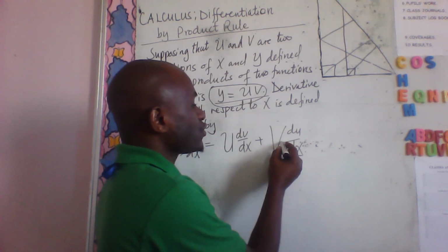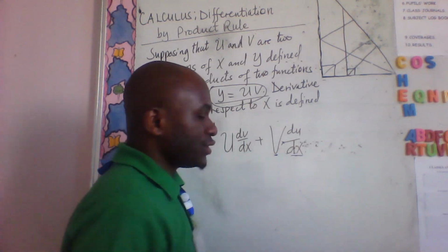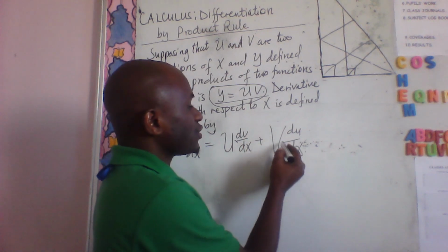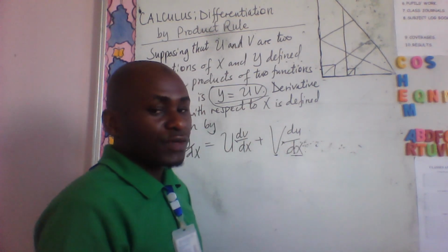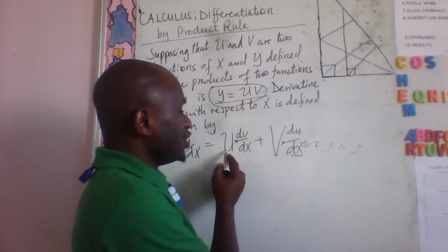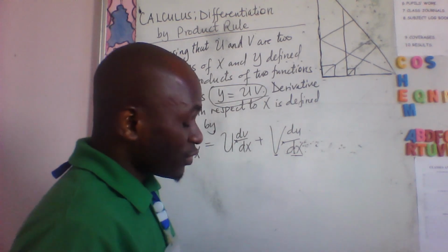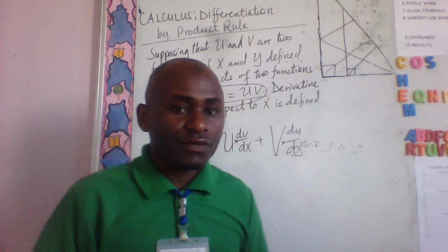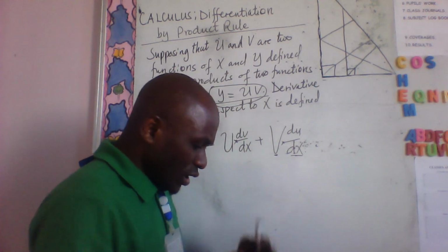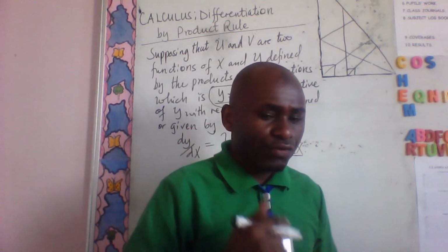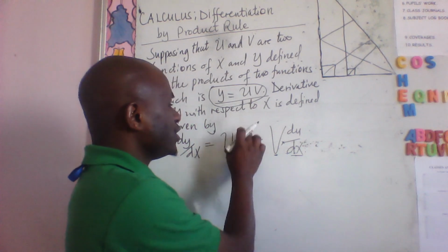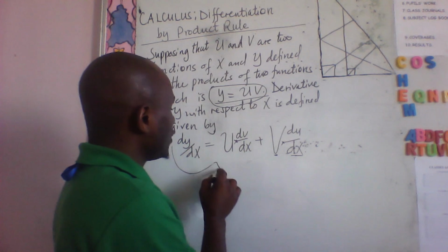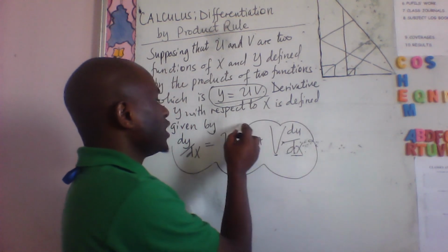So here we are supposed to multiply v times du over dx, and here we are supposed to multiply u times dv over dx. That's why we say it is the product. So dy over dx, or f dash of x, is defined as u dv over dx plus v du over dx. This is the formula we are going to use.